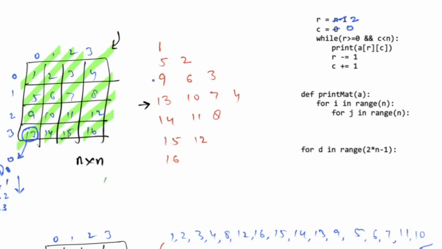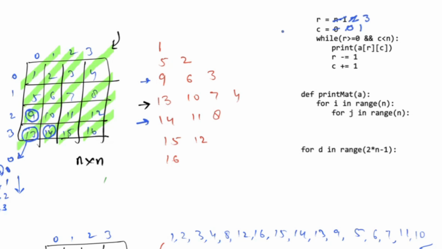13. No, I mean, I have set the starting point as this. The matrix is 9, 2, 6, and 3. If I set R to n minus 1, that is 3, and C to 1, which means I have set the starting point as 14, then this while loop will print this line.